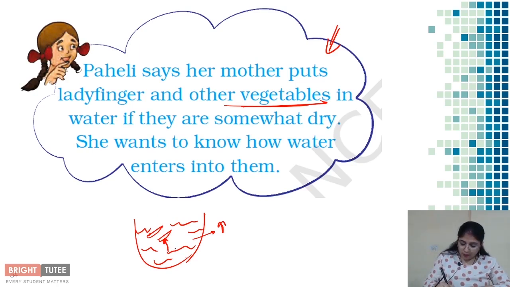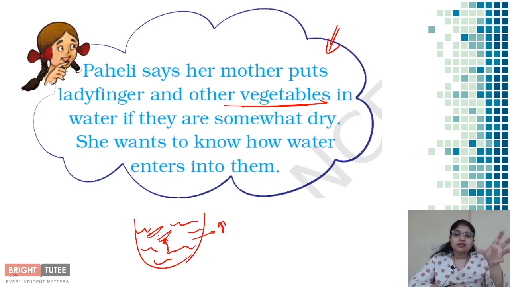So it moves from the outer environment into the vegetables, right? And this is the movement that you're going to study in detail. For now, just understand that the water moves from the higher concentration towards the lower concentration, and that's the reason why these vegetables need to be kept in water before cooking if they are dry, right?